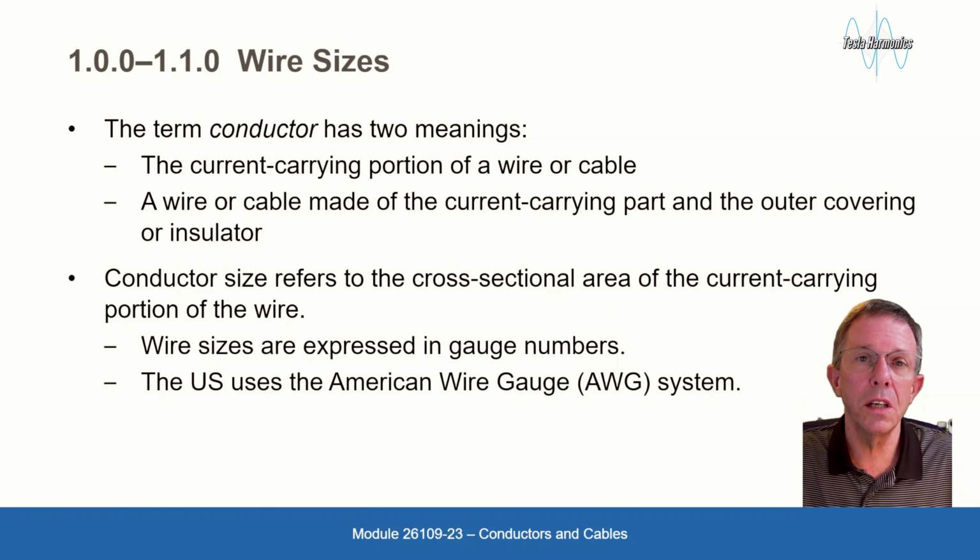The term conductor has two meanings. The current carrying portion of a wire or cable, and a wire or cable made of the current carrying part and the outer covering or insulator. Conductor size refers to the cross-sectional area of the current carrying portion of the wire. Wire sizes are expressed in gauge numbers. The US uses the American Wire Gauge, or the AWG system.